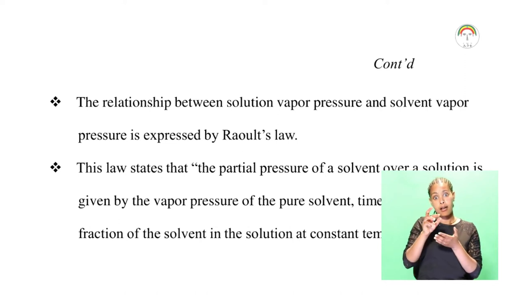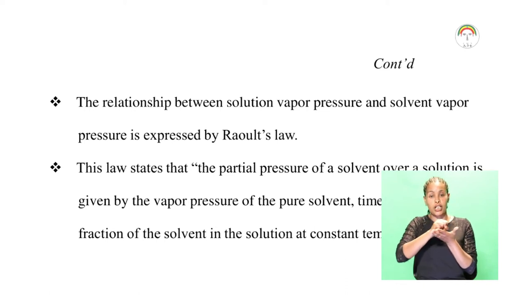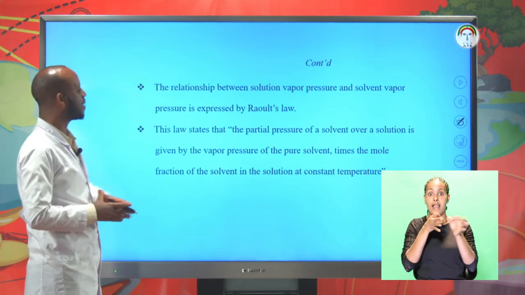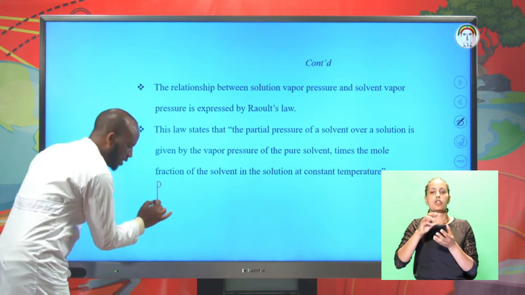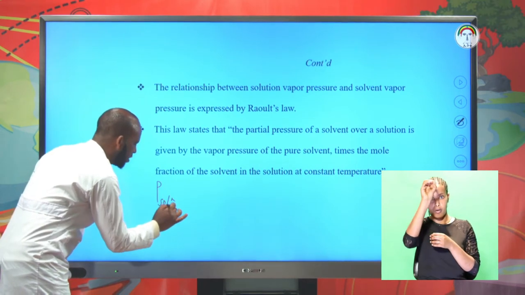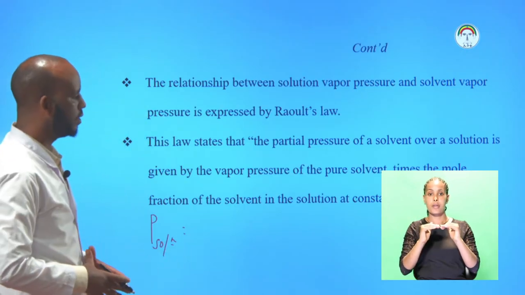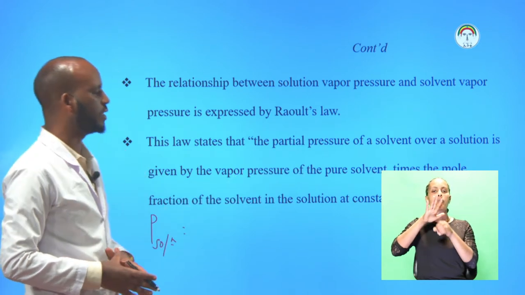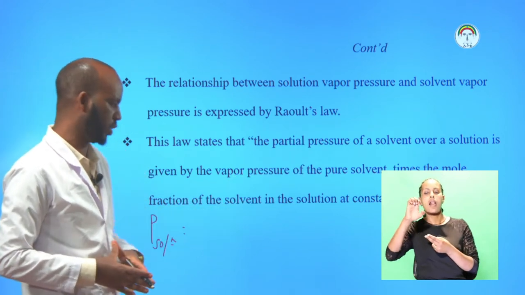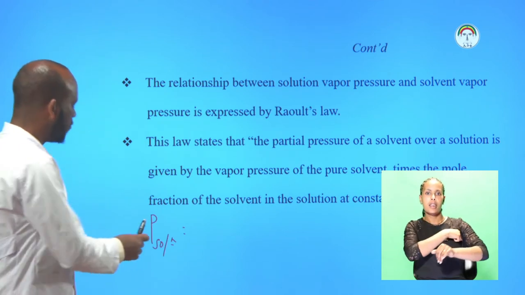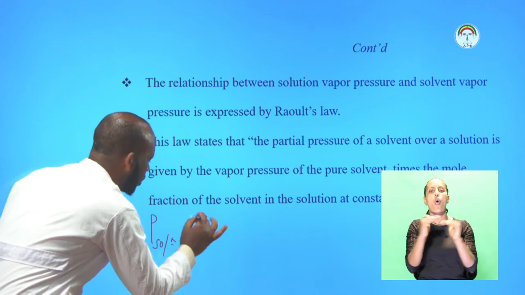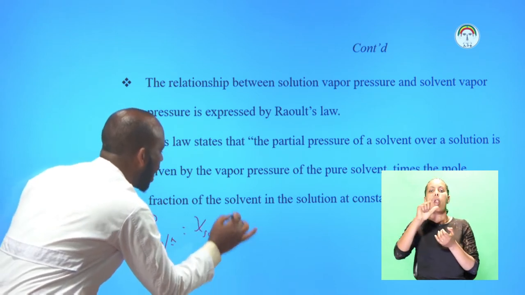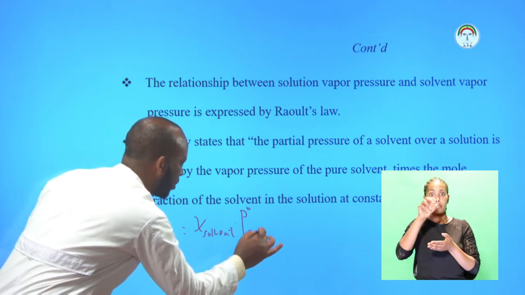The relationship between solution vapor pressure and solvent vapor pressure is expressed by Raoult's law, which states the partial pressure of a solvent over the solution, P of the solution, is given by the vapor pressure of the pure solvent times the mole fraction of the solvent in the solution at constant temperature. Therefore, vapor pressure of a solvent over the solution, according to Raoult's law, equals mole fraction of the solvent times vapor pressure of a pure solvent.